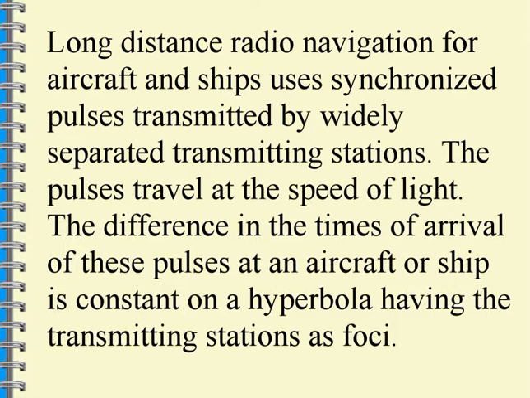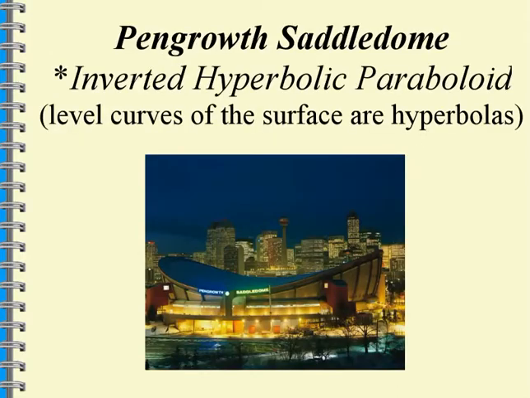Basically, I've given two examples of where hyperbolas are used, because a lot of people don't know when they're going to be used. They see this figure and they're like, well, when would anything like that ever happen? This is an inverted hyperbolic paraboloid. It's at the Pengrowth Saddledome. The level curves of the surface are hyperbolas. So you can kind of see a picture right there.